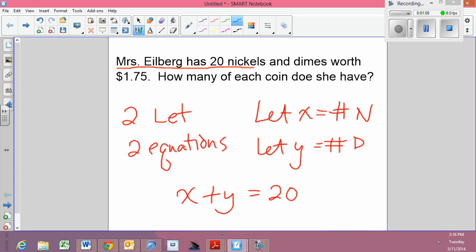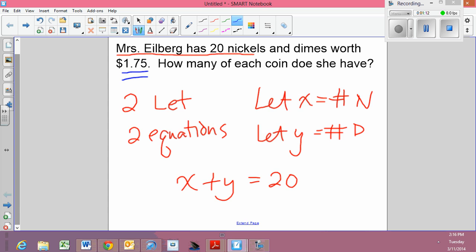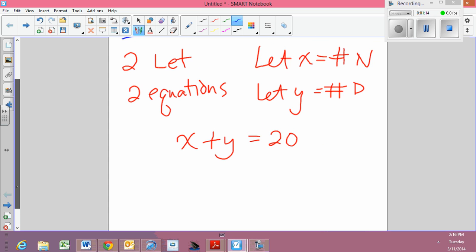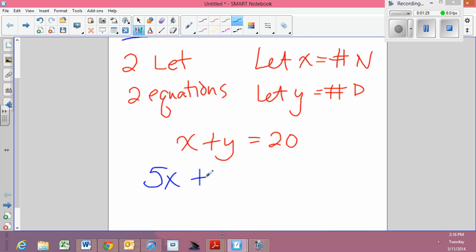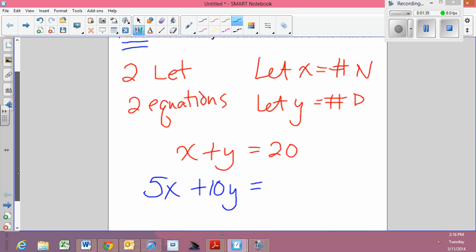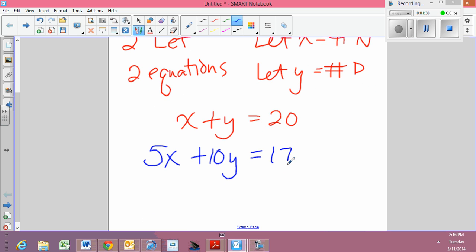The second equation I'm going to get from the fact that all my money together adds up to $1.75. Now, if x is the number of nickels I have, that means I have 5 times x cents. That's how much money I have in nickels. If y is my number of dimes, I have 10 times y. That's how much money I have for my dimes. Altogether, all that money adds up to $1.75.